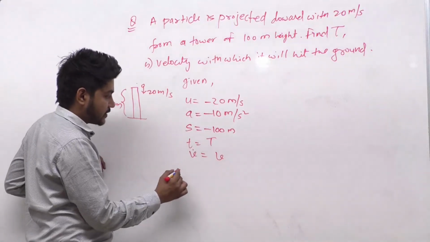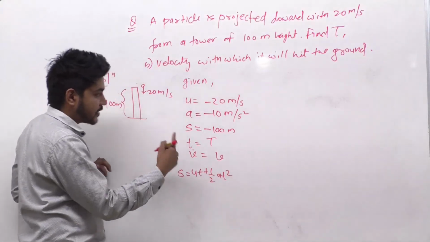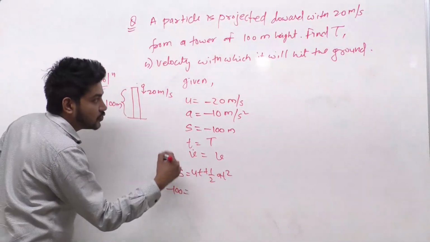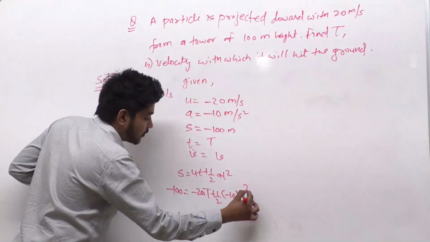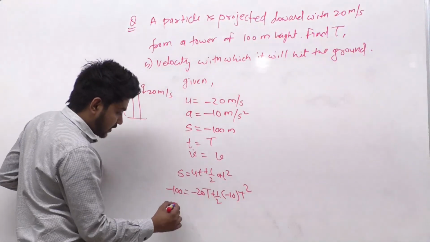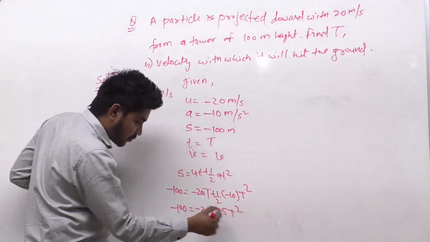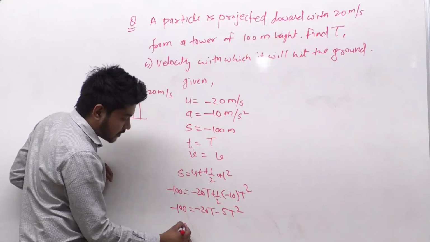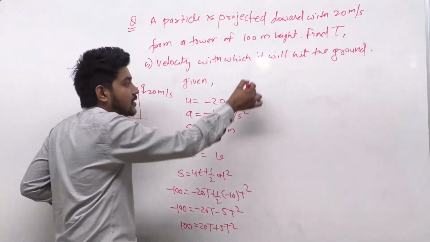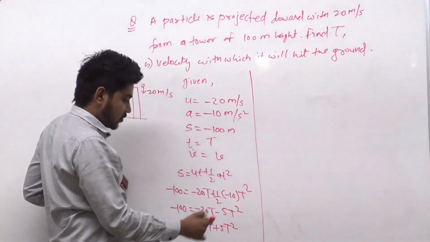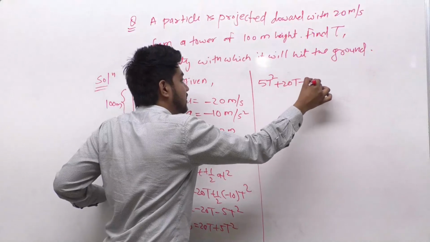So I'll use the equation S is equal to ut plus half at square. Over here S is minus 100, which will be equal to u is minus 20 t plus half of minus 10 t square, right? So if I rewrite this equation, minus 100 will be equal to minus 20 t minus 5 t square. From everywhere we'll remove the minus sign. So 100 will be equal to 20 t plus 5 t square, right? Now I'll solve the remaining problem. So this is the quadratic equation again, 5t square plus 20t minus 100 is equal to 0.